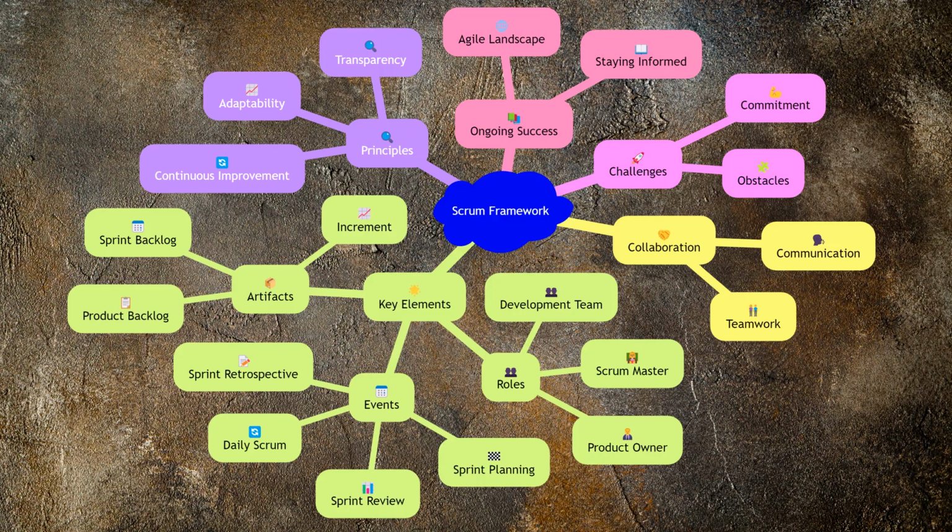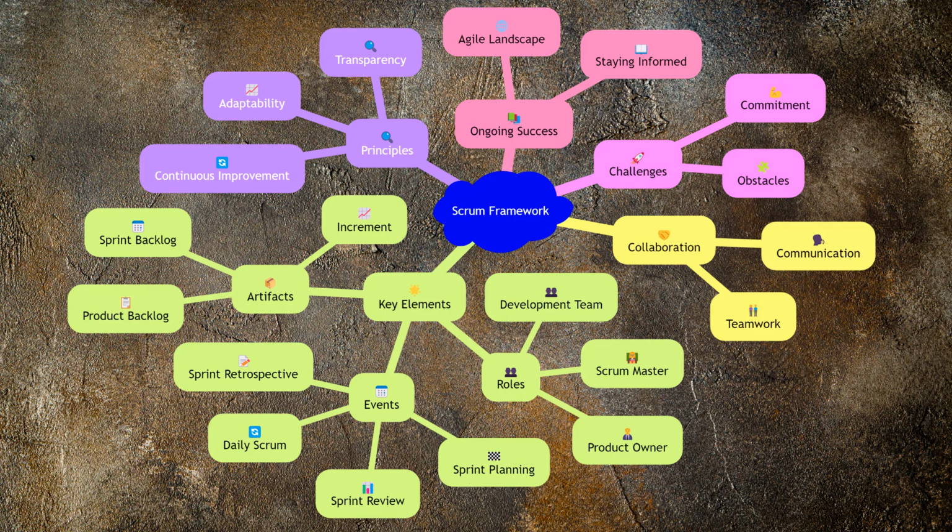Scrum is a powerful framework that enables teams to deliver value through collaboration, transparency, and continuous improvement. By understanding and embracing the roles, events, and artifacts of Scrum, teams can effectively manage their work and achieve their project goals. While challenges may arise, a commitment to Scrum principles and practices can help teams overcome obstacles and maximize their potential.